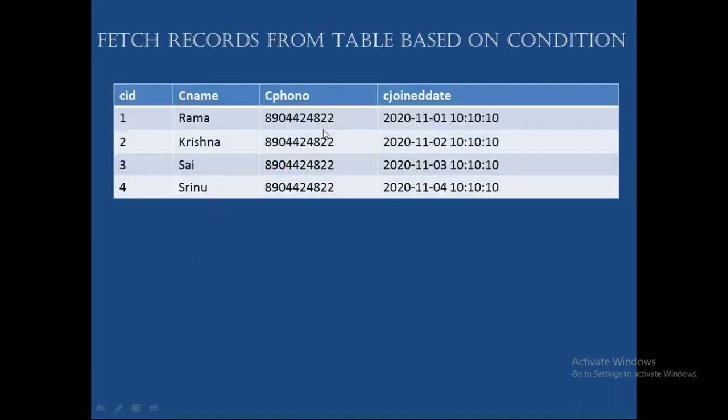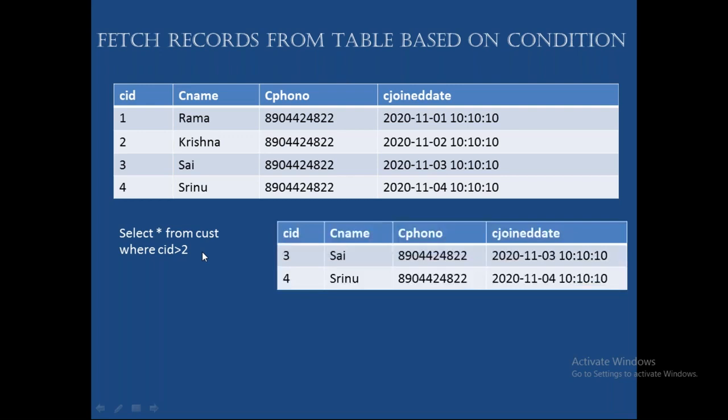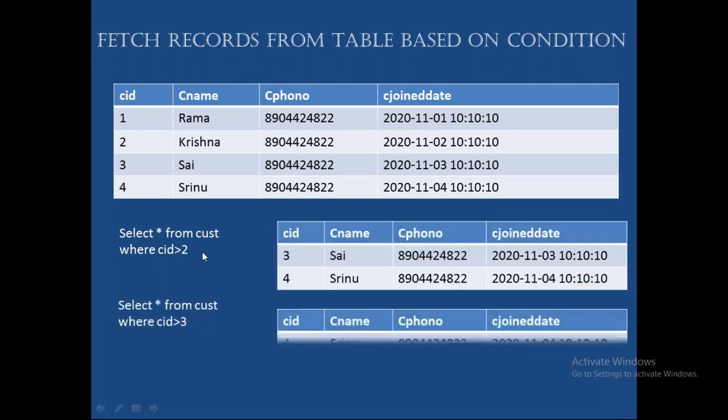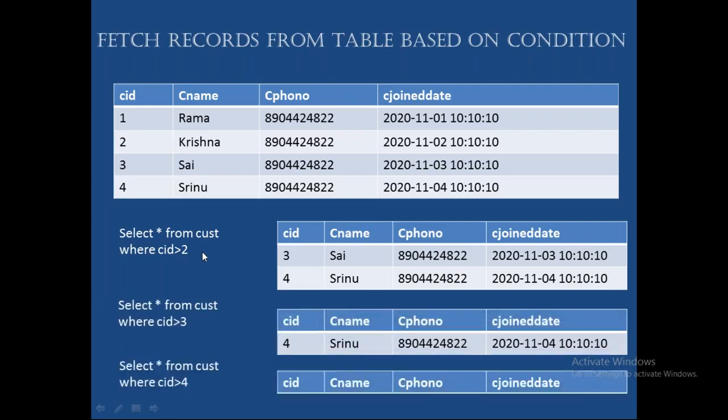Now fetch records from the table based on a condition. Let's say I say select star from customer where CID greater than 2. What records will I get? 3 and 4. Now the same thing with the join date: select star from customer where C join date greater than 11/03. What records will I get? Only one record, 4. When I say greater than 3, I will get only one record. When I say greater than 4, I will not get anything.